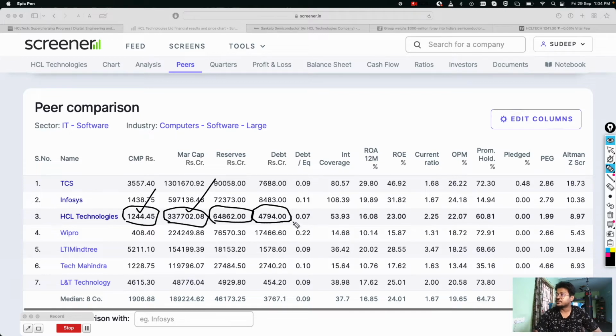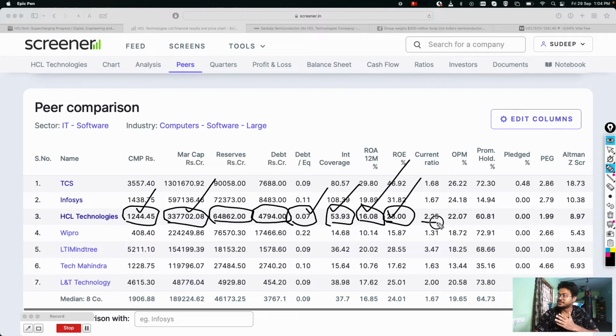And that's why we are getting to see an excellent debt to equity ratio of 0.07. The interest coverage ratio is 53.94. This is also an excellent number. Return on asset is 16.08. This is again an excellent number, and return on equity is also 23, another excellent number. So all of these factors are clearly giving not only a good picture but an excellent picture of this company. Now let's take a look at the other factors.